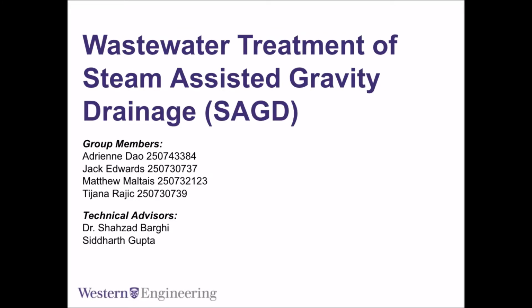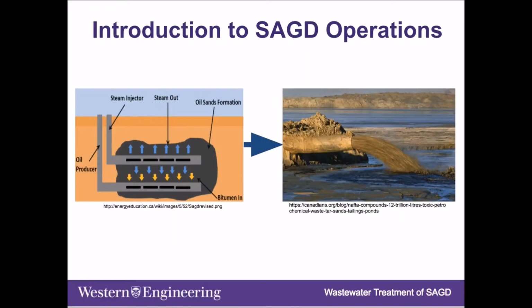In this video, we will be discussing the treatment of steam-assisted gravity drainage wastewater. So SAGD, also known as steam-assisted gravity drainage, works by the following logic. Pure steam is injected into the top well where it heats the viscous oil, extracting it from sand. Due to the use of steam, wastewater is generated, and therefore it must be treated.